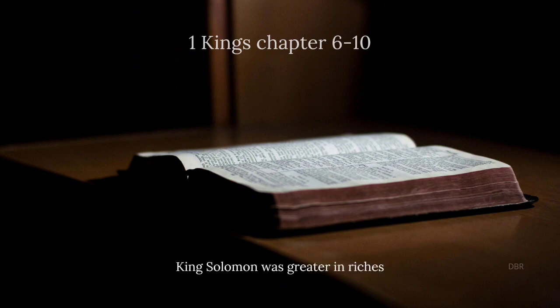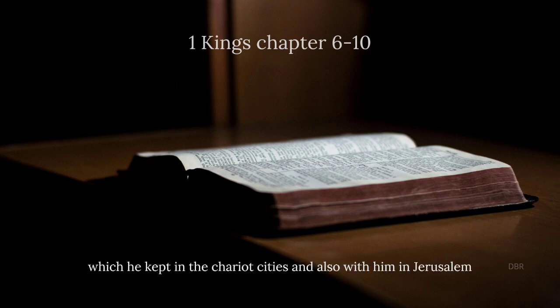King Solomon was greater in riches and wisdom than all the other kings of the earth. The whole world sought audience with Solomon to hear the wisdom God had put in his heart. Year after year, everyone who came brought a gift, articles of silver and gold, robes, weapons and spices, and horses and mules. Solomon accumulated chariots and horses. He had 1,400 chariots and 12,000 horses, which he kept in the chariot cities and also with him in Jerusalem.